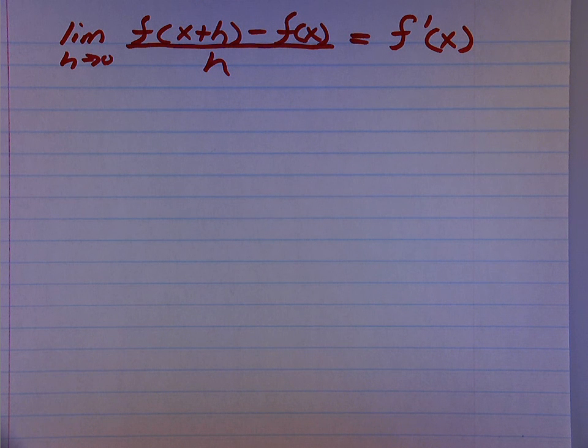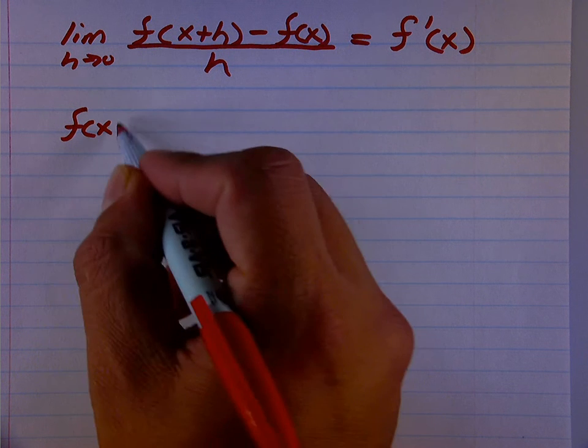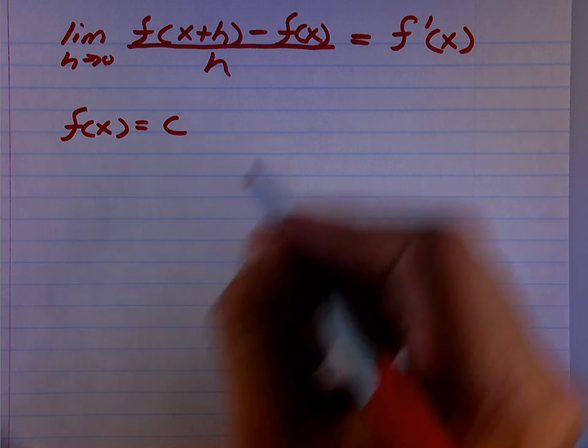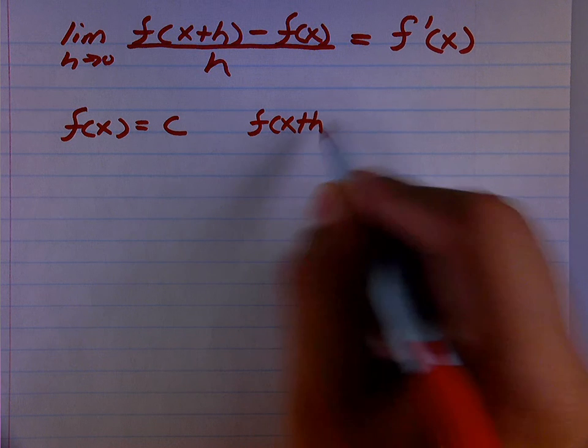The derivative is defined as the limit of this quotient, f of x plus h minus f of x over h. I will first prove the first derivative formula. We will find the derivative of the function f of x equals c, a constant value. So the first thing we will do is calculate f of x plus h.